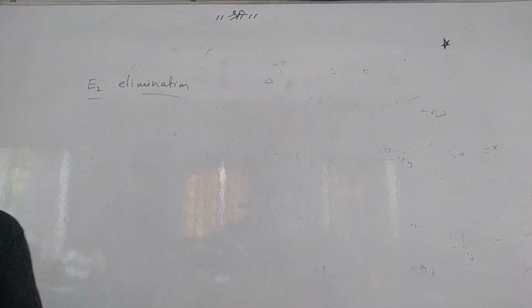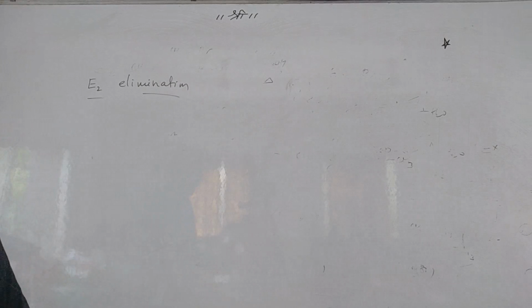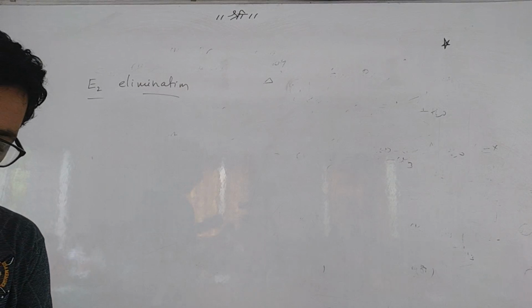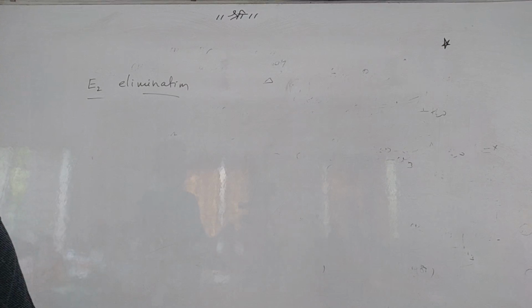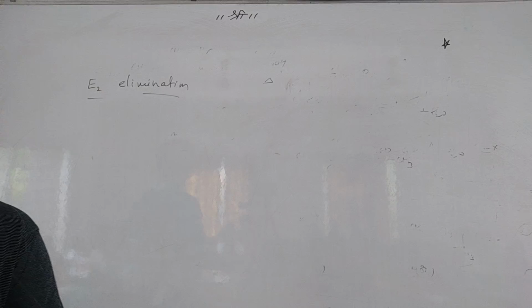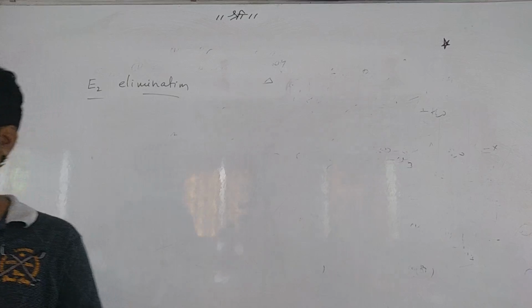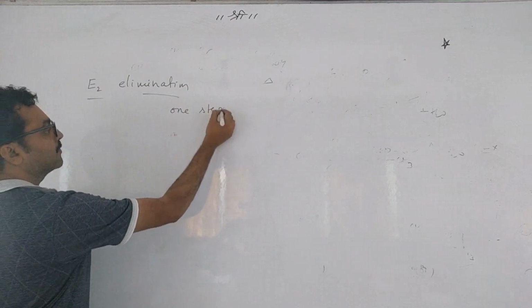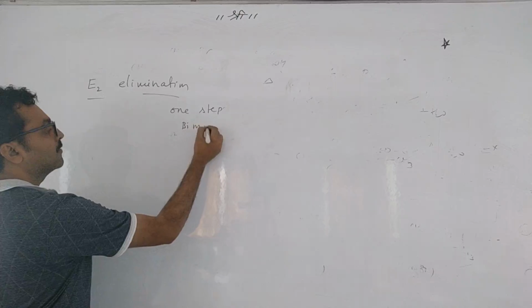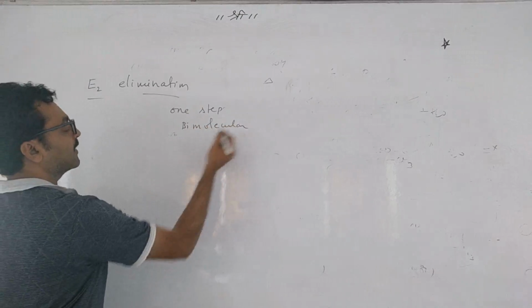Okay, what are the points? It is a single step, bimolecular. Rate of reaction depends upon both alkyl halide and base. So it follows second order kinetics. So first is bimolecular, one step process. One step, bimolecular. Next one.